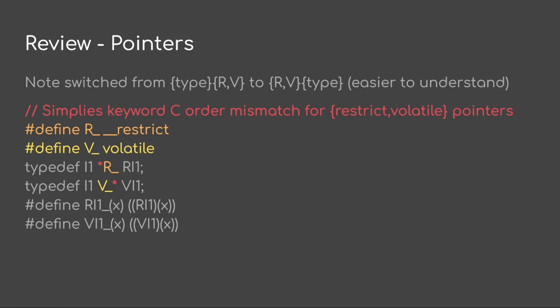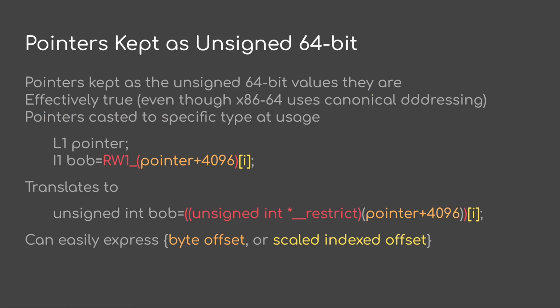I also create a bunch of defines to do fast typecasts, so I don't have to do parentheses out. It removes one level of nested parentheses. So I have the type with the underscore, and that makes it quite simple. All my pointers are kept as unsigned 64-bit. This is the way pointers are in the registers. It's the way the hardware sees them. Note unsigned is effectively true, even though x86-64 uses canonical addressing. It still works fine if you use unsigned.